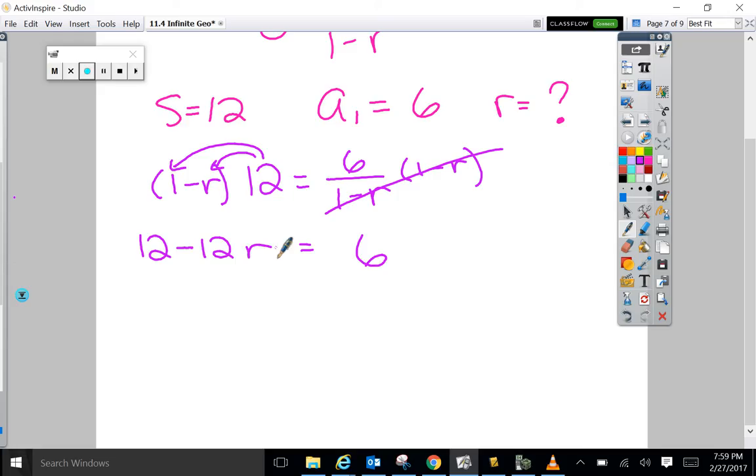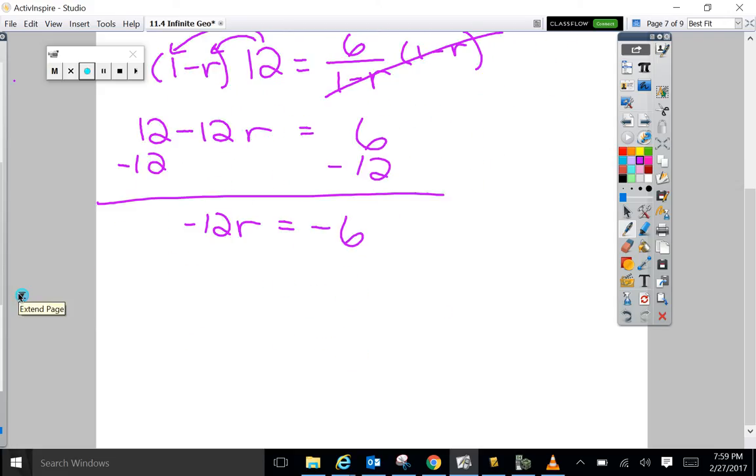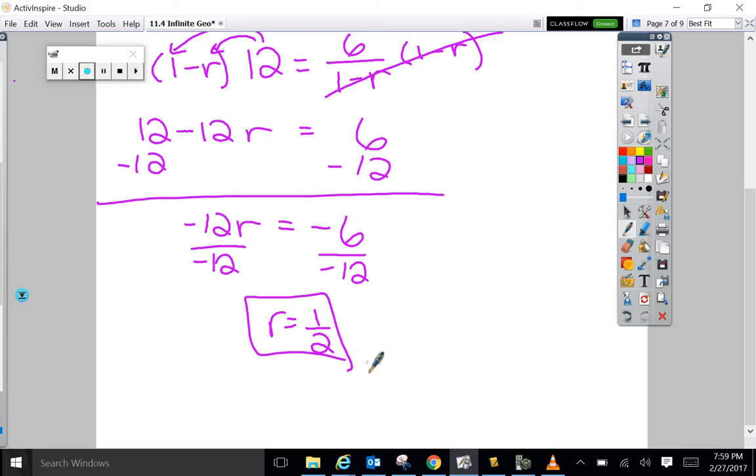Now use inverse operations algebra skills to solve for R. So I'm going to start by subtracting 12 on both sides. I'm going to get negative 12R equals 6 minus 12 is negative 6. I'm going to divide by negative 12 on both sides, and I'm going to get R equals 1/2. And that was the question. Given the sum, find the ratio, which is R equals 1/2.